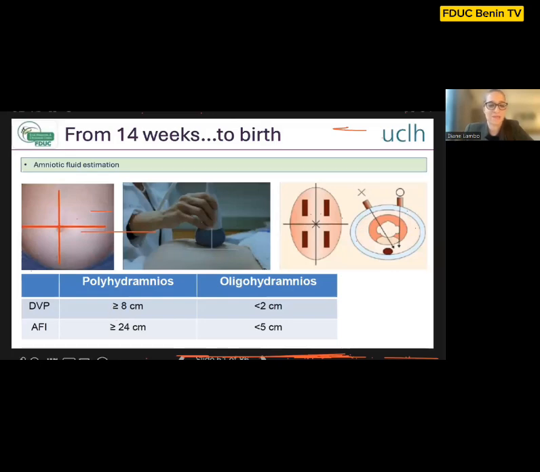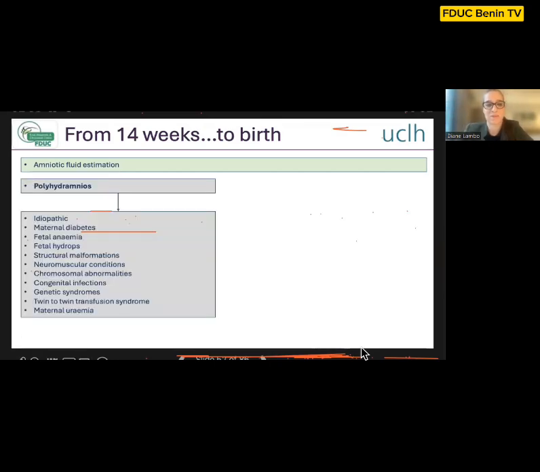And these are your definitions. You define polyhydramnios as a DVP of 8 centimeters or more, or an AFI of 24 centimeters or more. Oligohydramnios, which is reduced amounts of amniotic fluid, is defined as a DVP of 2 centimeters or less, or an AFI of 5 centimeters or less. So those are your cutoffs to identify either increased amniotic fluid, or polyhydramnios, or reduced amniotic fluid, as with oligohydramnios.